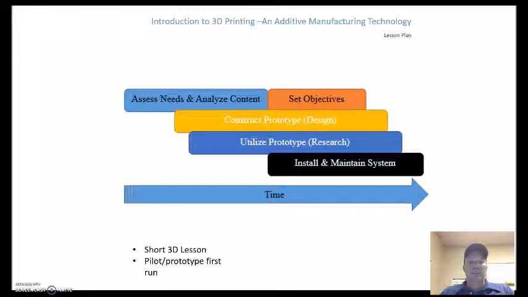The instructional design model that I used, no pun intended, is called rapid prototyping. Some of you may have heard or understand that 3D printing is a rapid prototyping technology, which means it can create a pilot or a test or a prototype in a very quick fashion. So that's a good reason for me to pick this instructional design model.